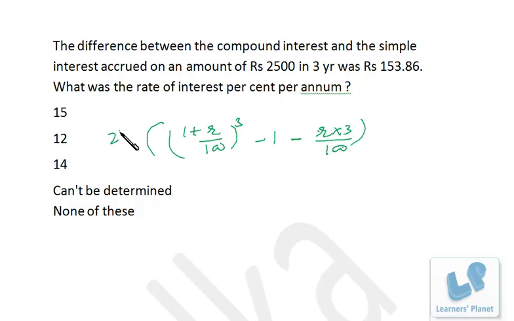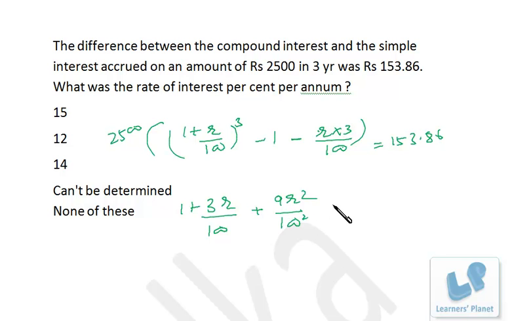and this is 2500, right? So that is actually 153.86. Now friends, see this expression, that is 1 plus r by 100 whole cube. I am going to open that and I'll tell you why I'm doing that. 2500, just keep it aside. 1 plus, this is 3r by 100, then plus 9r square by 100 square.